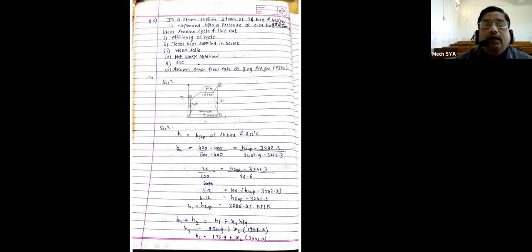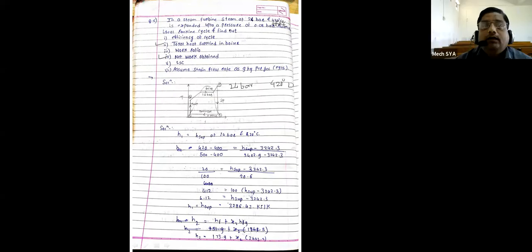So whatever the quantities are there, those are total heat supplied and net work obtained. These quantities we have to multiply by 9 kg per second. Other things will remain the same. So as we know that 24 bar is the pressure and 420 degrees Celsius is the temperature, steam will be superheated, correct.